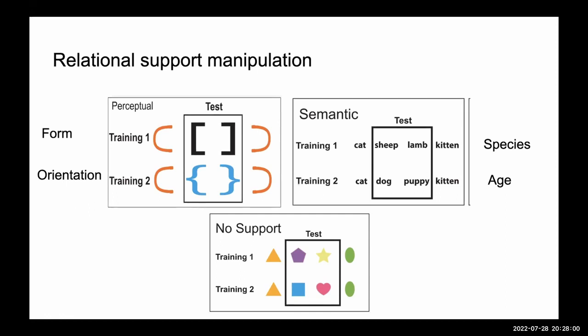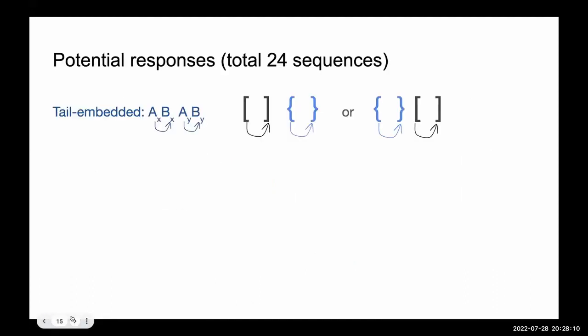And the number of sides, the color, none of those things had an obvious relational link between them. So as I mentioned, participants could generate a total of 24, that is 4 factorial, potential sequences. Just to walk you through some of the sequences they could generate, we call these tail embedded sequences, where you have brackets of the same kind right next to each other.